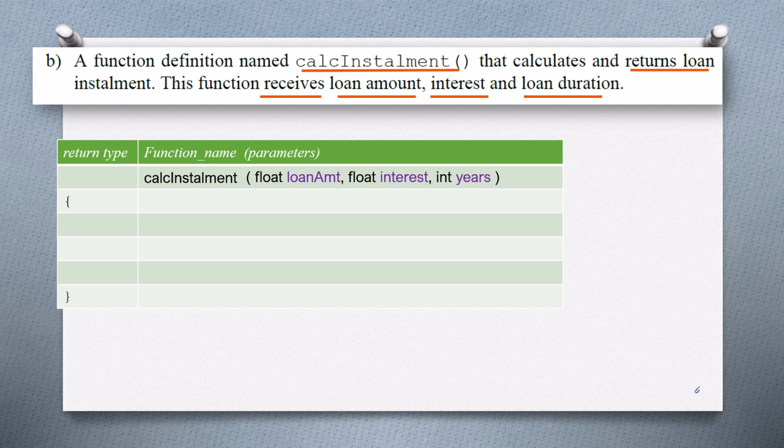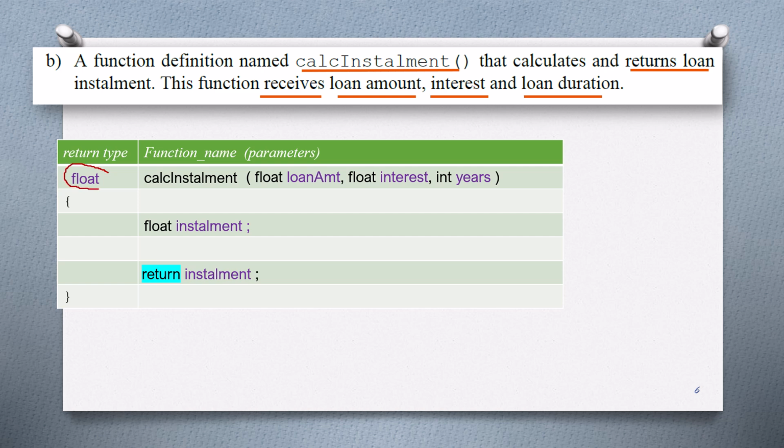Next, the keyword return. It says here to return a loan installment. So write the keyword return and then type the installment. Remember just now we discussed the data type for the installment, which is of type float. So you can expect to return the installment of type float.